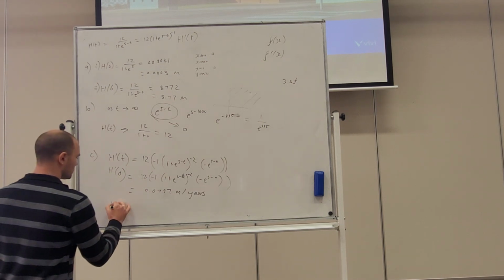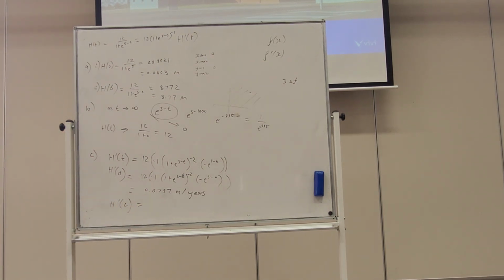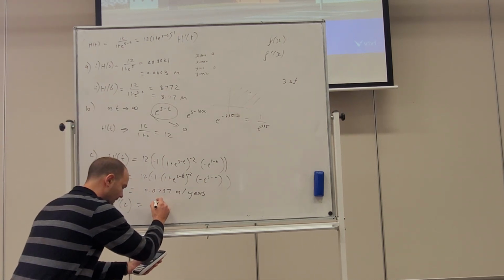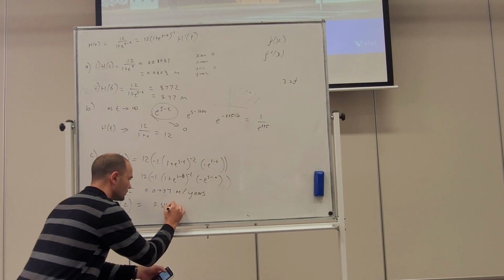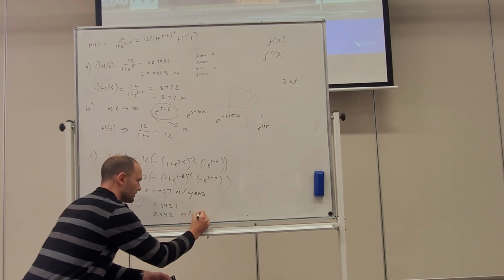How about after 2 years? So h dash of 2. Let's evaluate that one. So we'll go when x is 2. What's the rate of change? And we've got 0.5691. Oh, sorry, I'm reading the y value. 0.5421, which is 0.542 meters per year.